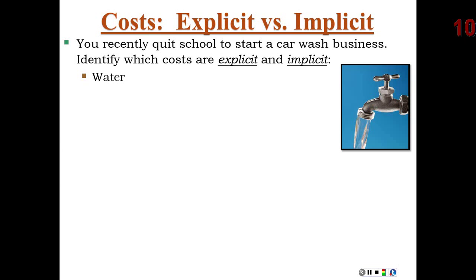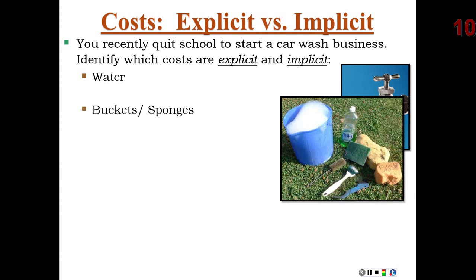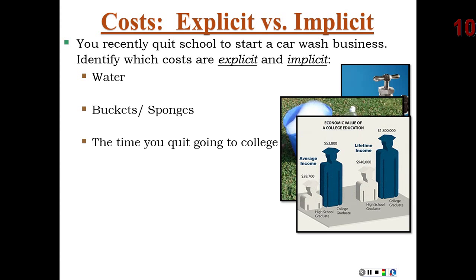The water bill you're going to pay obviously is an explicit cost. The buckets and sponges, those are explicit costs. The time you quit going to college, right? This would obviously be an implicit cost.